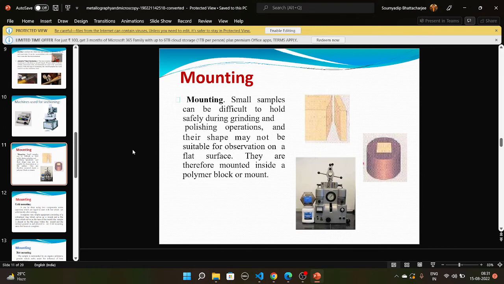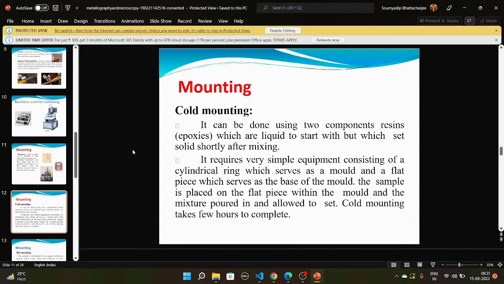One experiment is there that you will probably do in the lab. So mounting is required. Do remember, only for a very thin awkward specimen. Next, there are different types of mounting. Please study yourself: cold mounting, hot mounting.